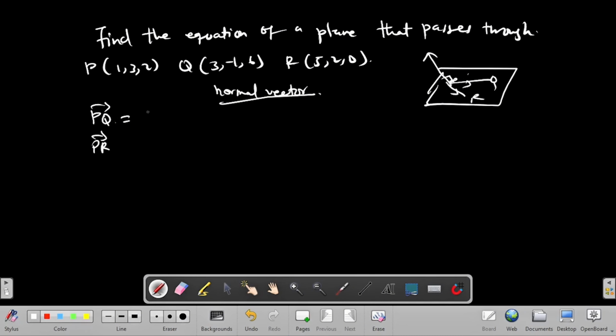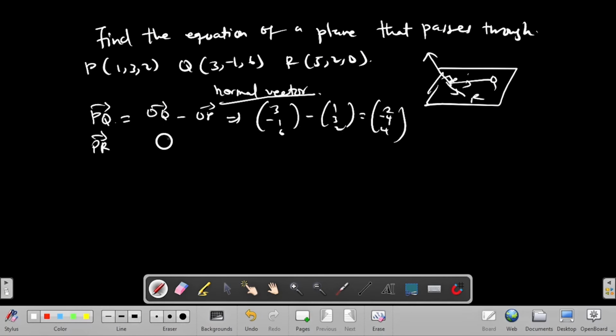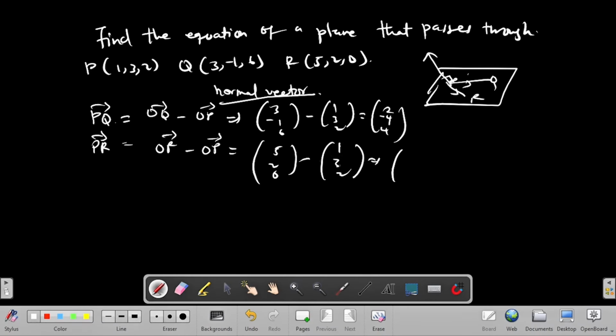Let's find PQ. PQ is OQ minus OP, right? What's my OQ? I have (3, -1, 6) minus (1, 3, 2). 3 minus 1 is giving me 2. 3 minus 3... -1 minus 3 is giving me -4. 6 minus 2 is giving me 4. I'll have my PR to be OR minus OP. My OR is simply (5, 2, 0) minus my OP (1, 3, 2). This gives me 5 minus 1 is 4, 2 minus 3 is -1, 0 minus 2 is -2.